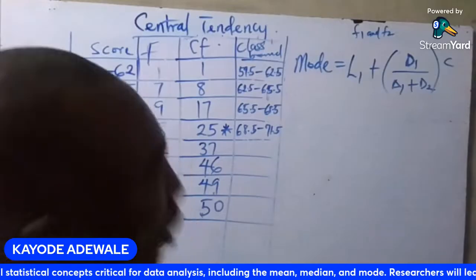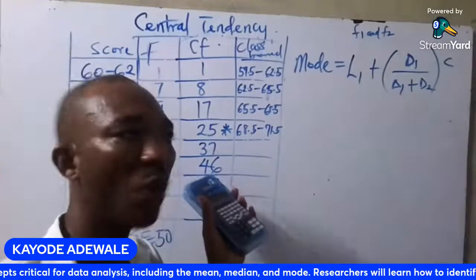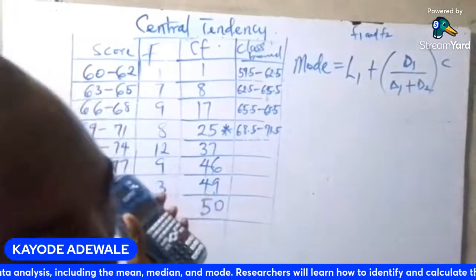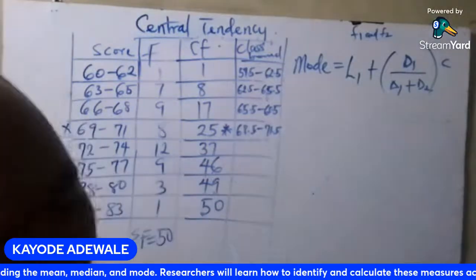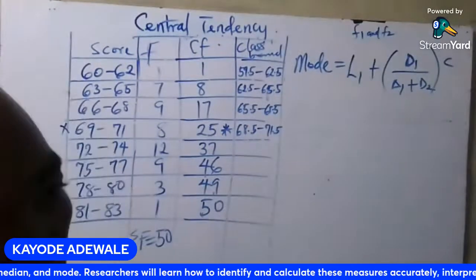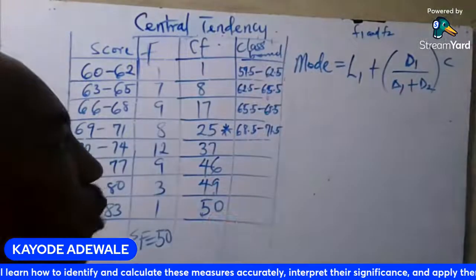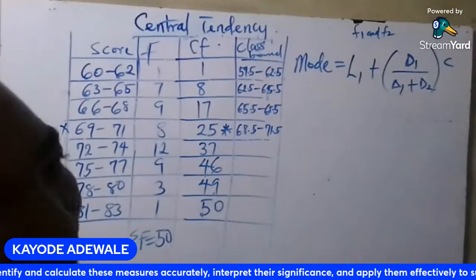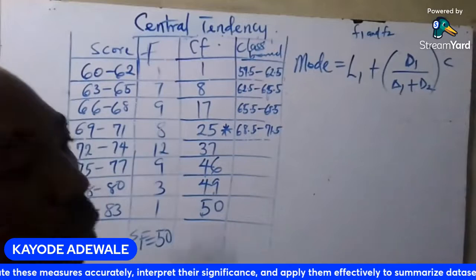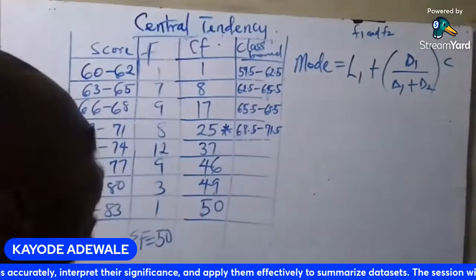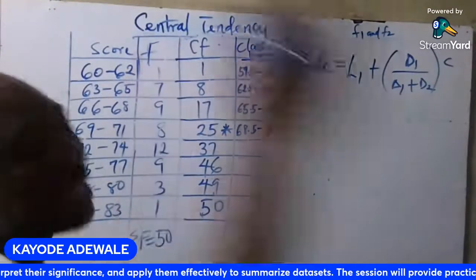Before you can get your D1 and D2, you need to first of all get the modal class, just like the same thing we did when we were looking for the median. You need to get your n divided by 2 to know where the median class falls. The same thing is applicable to mode. What is mode? To a layman, mode is the highest occurring frequency. That is where you can see the highest number.